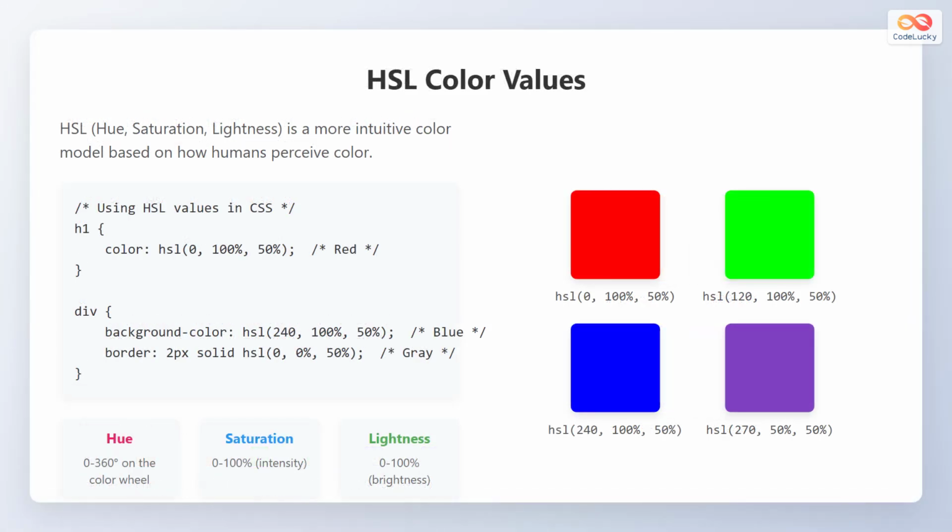HSL, which stands for hue, saturation, and lightness, is a more intuitive color model based on how humans perceive color. Hue represents the color's position on the color wheel, ranging from 0 to 360 degrees. Saturation defines the intensity of the color, with 0% being grayscale and 100% being the fullest color. Lightness determines the brightness of the color, with 0% being black and 100% being white. You can use HSL values in CSS to specify colors by adjusting these three components.